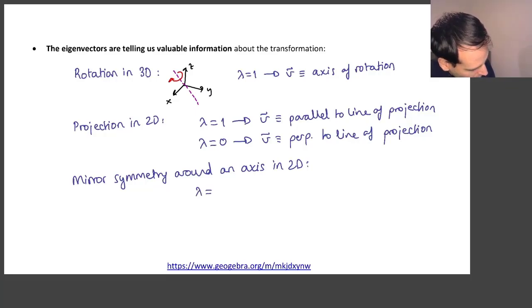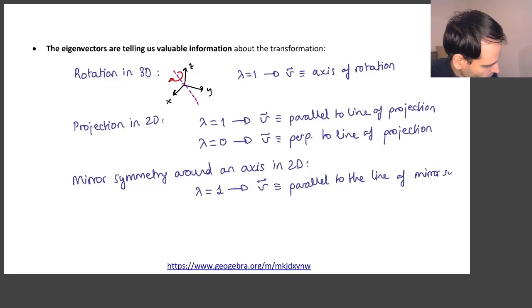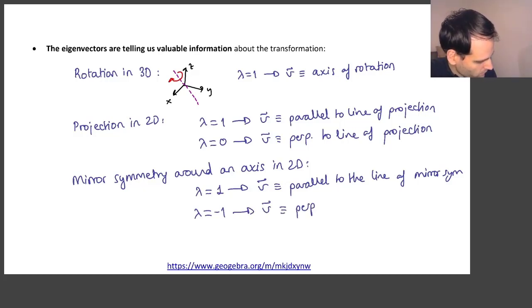The eigenvalue lambda equals 1 will be associated with eigenvectors which are parallel to the line of mirror symmetry, while the eigenvalue lambda equals -1 will have eigenvectors associated to vectors that are perpendicular to the line of mirror symmetry.